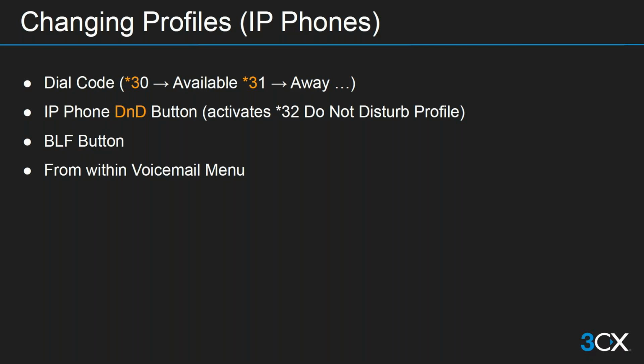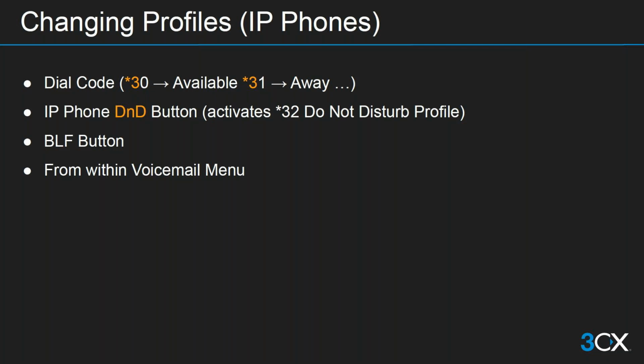Yeah. Then when you use IP phones, you can change the profile status via a dial code. *30 is available, *31 is away, *32 is do not disturb. The IP phone's do not disturb button activates *32. You can do that via a BLF button that is pre-configured as a speed dial with *30, *31, and whatever else. Or you can also change the status from within the voicemail menu.